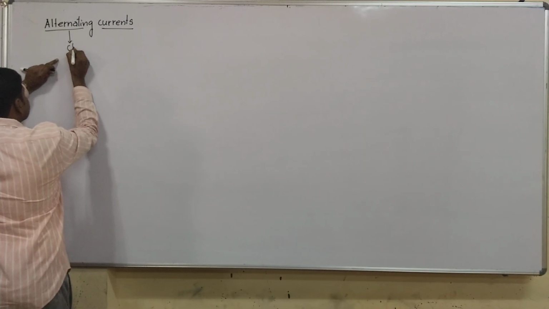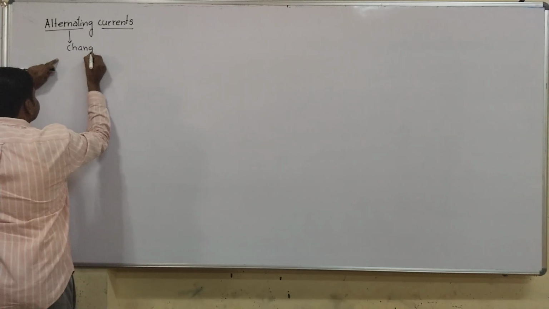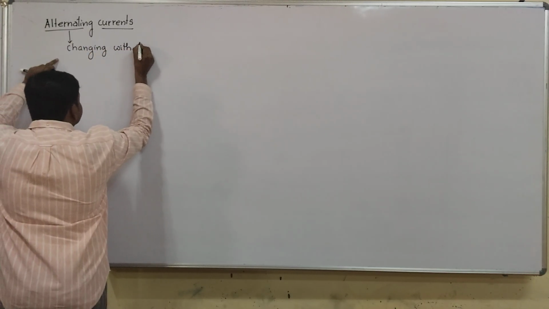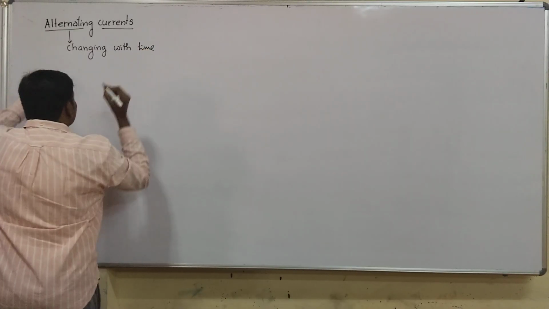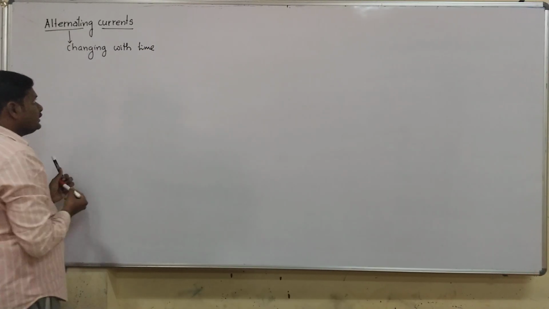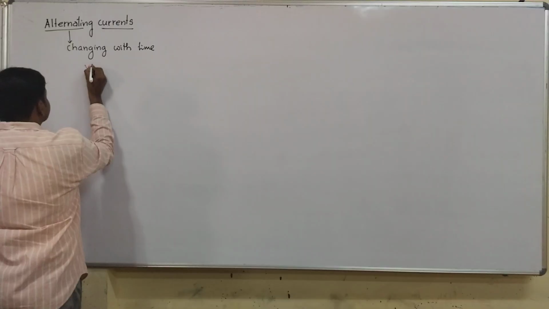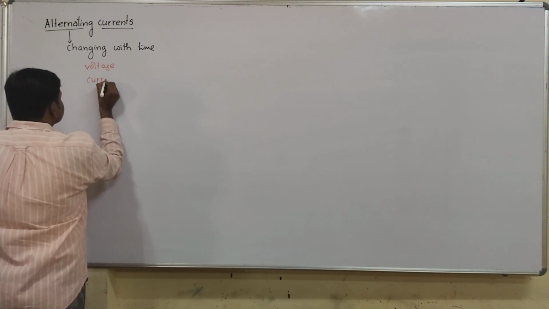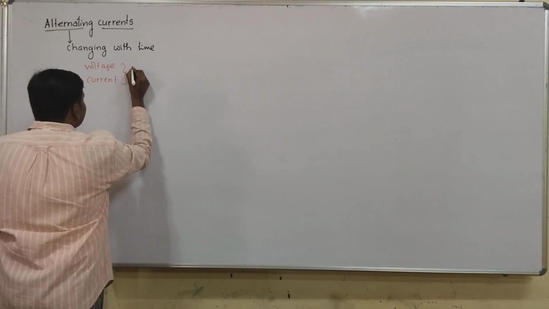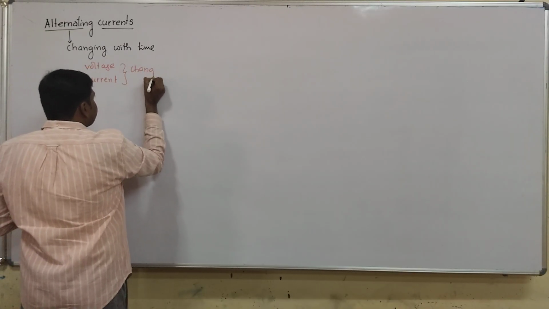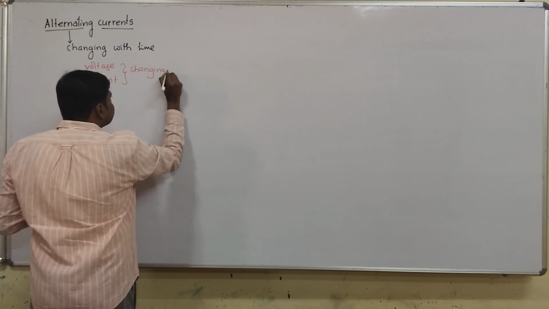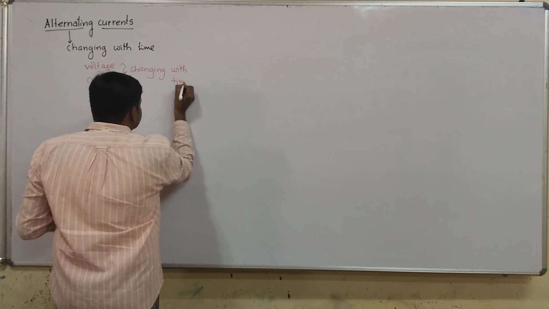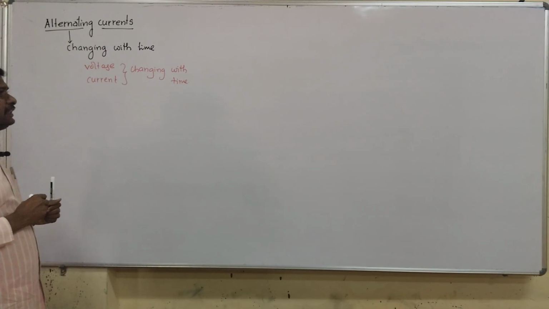Alternating means changing with time. What is changing with time? Here, voltage and current are changing with time.